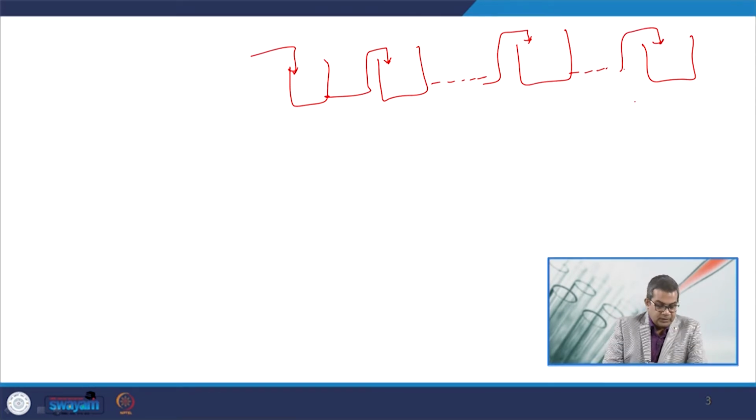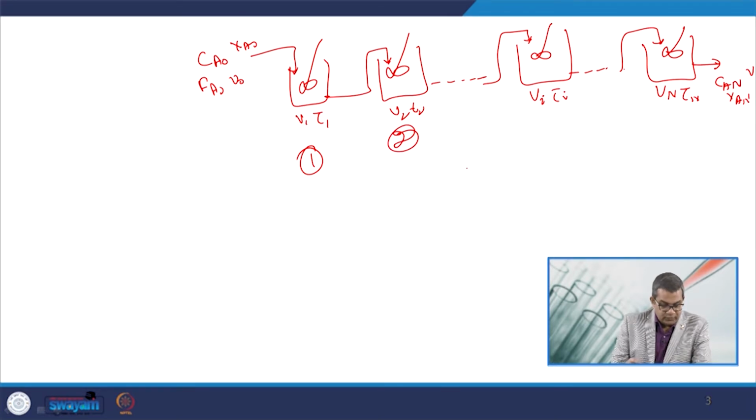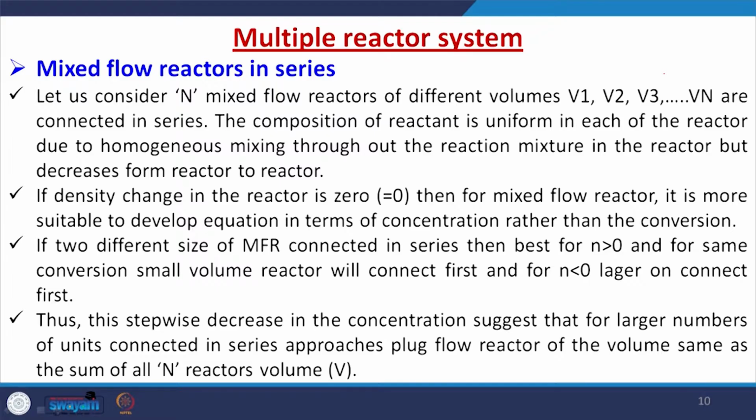Now, let us have the coordinates of each reactor. This one is Ca naught, Xa naught, Fa naught, nu naught, V1 tau 1, V2 tau 2, and all these reactors are having, then this is Vi tau i, and this is Vn tau n, and here we are having Can, Xan, nu. So our main focus of attention will be on these reactors.